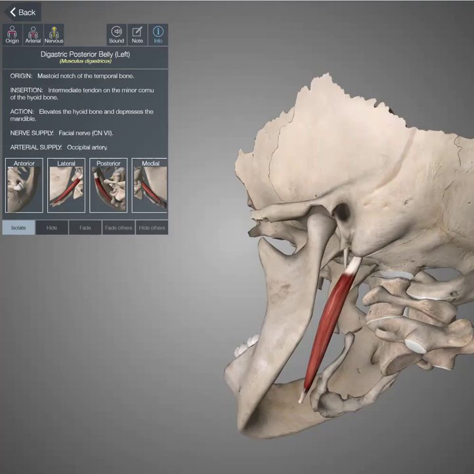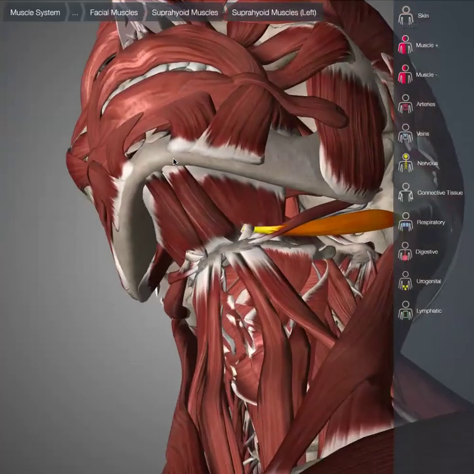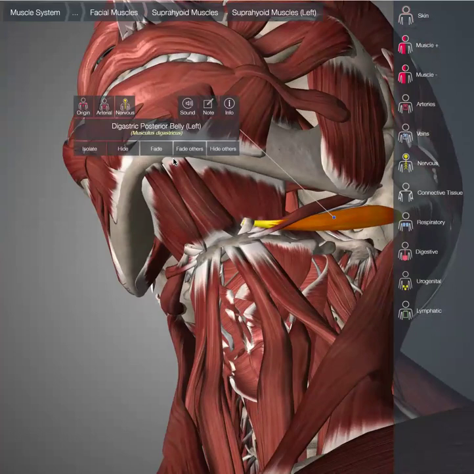So remember that the anterior belly and the posterior belly have different innervations. The anterior belly is innervated by the trigeminal nerve. The posterior belly is innervated by the facial nerve.